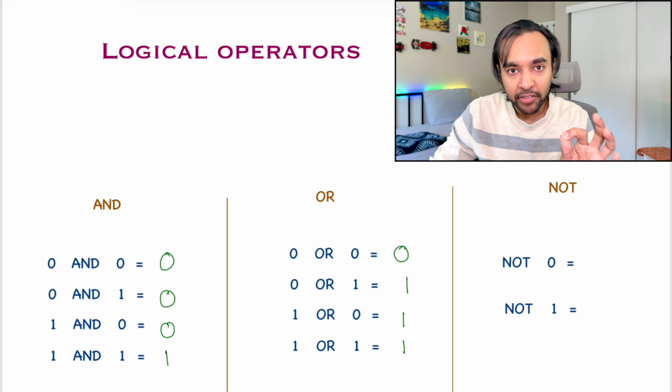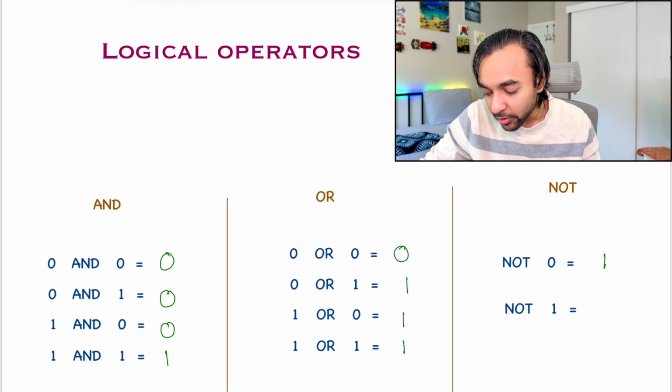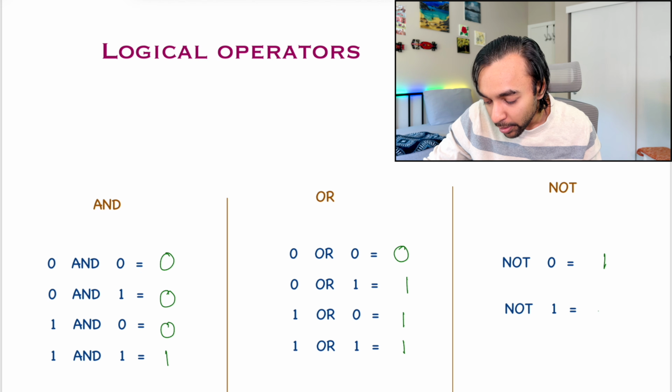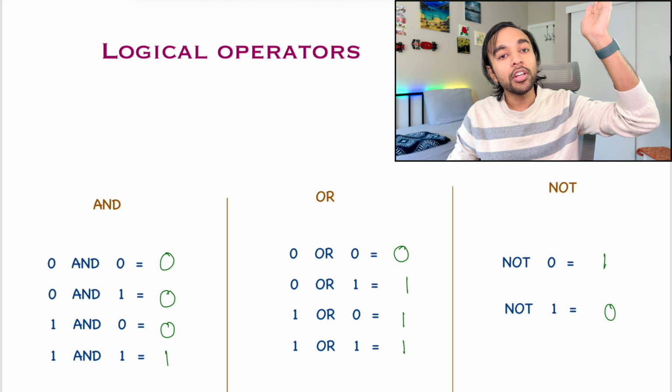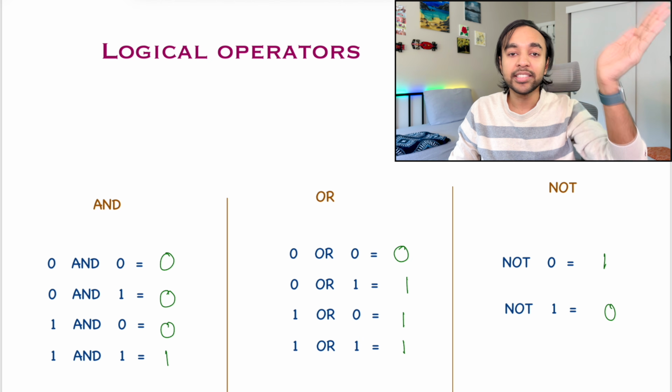What about the NOT operator now? This is fairly simple. NOT operation simply means negate whatever you currently have. So if I have a 0, NOT of 0 becomes 1 and NOT of 1 becomes 0. It simply means that I'm reversing the switch. If it was on, I set it to off. If it was off, I set it to on. You can see that all of these operators are fairly simple to understand.